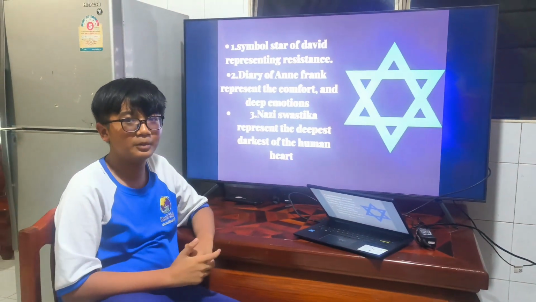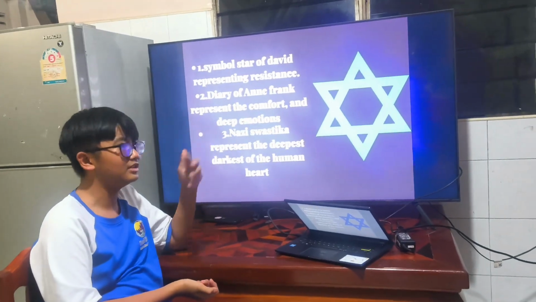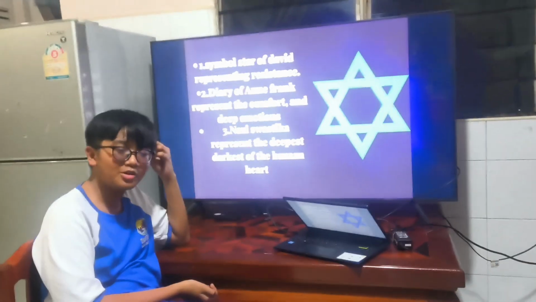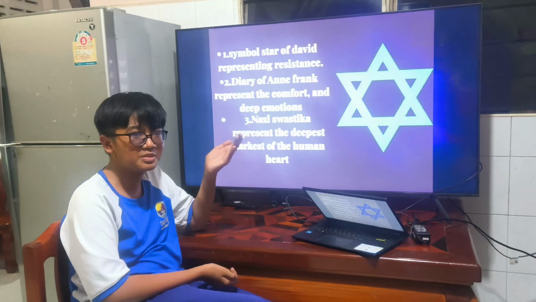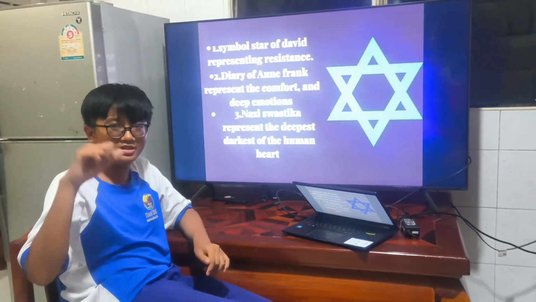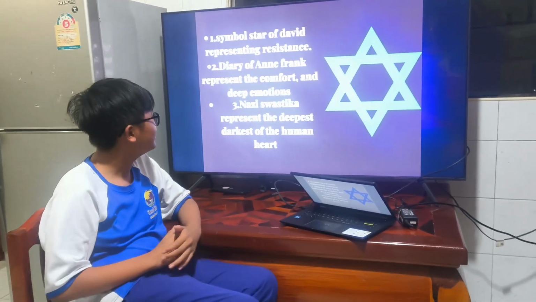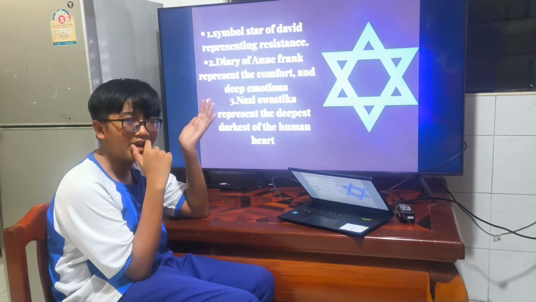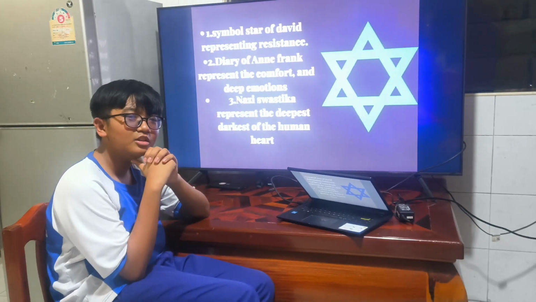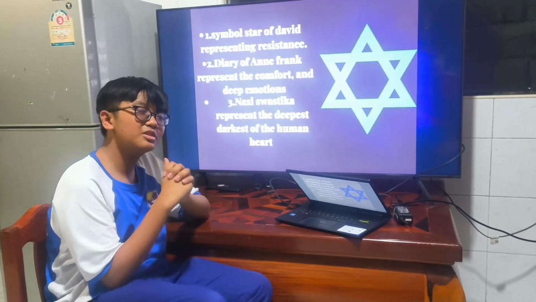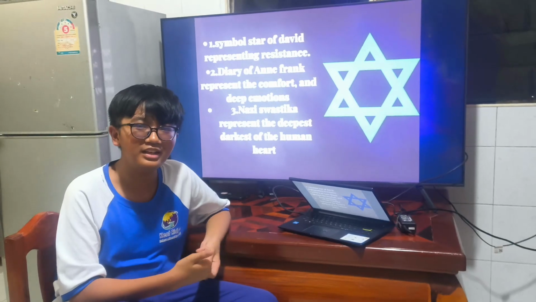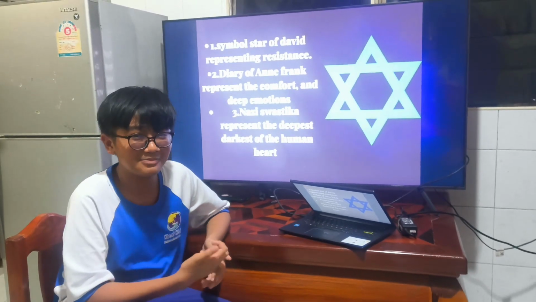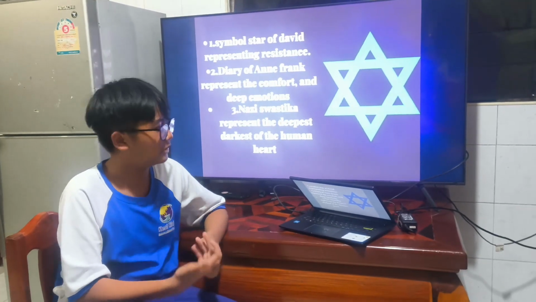Okay, so on to symbols. The first symbol is the Star of David. That's what the German officers used to mark the Jewish people. However, it became a symbol of resistance, of perseverance. And then, second, the diary. The diary of Anne Frank. Her diary was what she turned to when she needed something to confide in. As she used to say, paper has more patience than people.